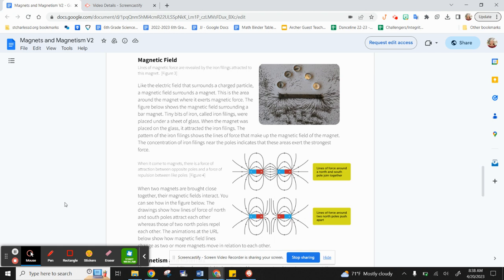Tiny bits of iron, called iron filings, were placed under a sheet of glass. When the magnet was placed on the glass, it attracted the iron filings. The pattern of the iron filings shows the lines of force that make up the magnetic field of the magnet. The concentration of iron filings near the poles indicates that these areas exert the strongest force.